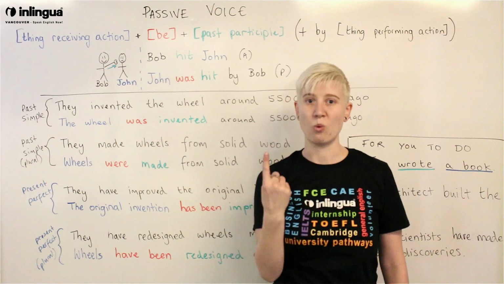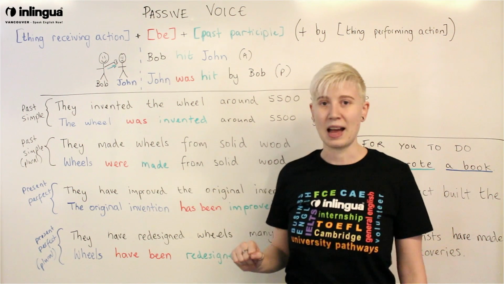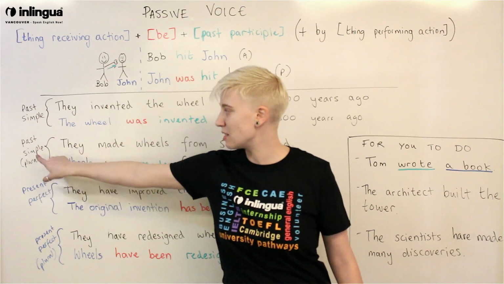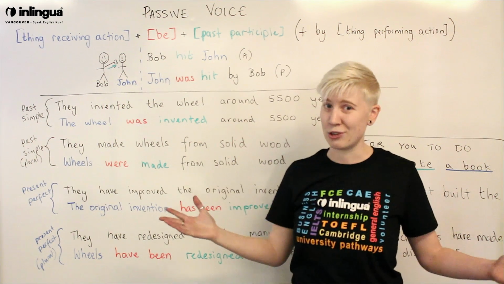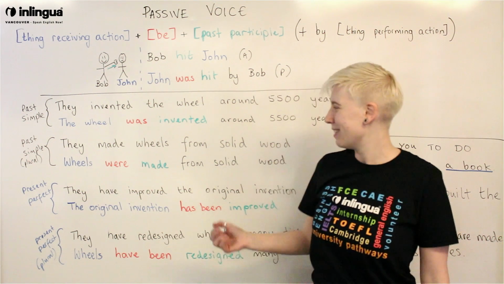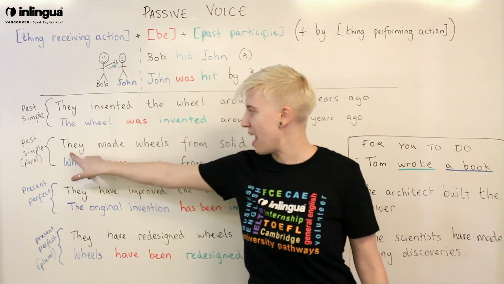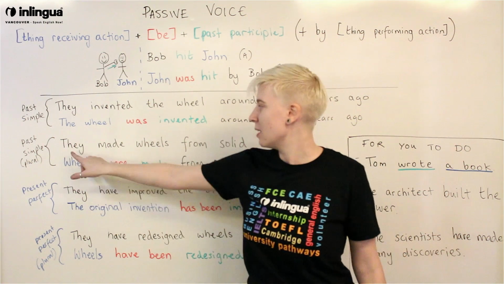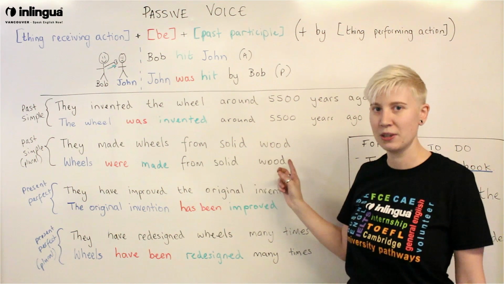Here we were looking at one thing, the wheel, singular, just one. And now we're going to look at a plural structure, past simple, plural form. That means two or three, or hundreds, or thousands. So, similar sentence structure as the beginning. They, who? Don't know. They made wheels, plural, from solid wood.